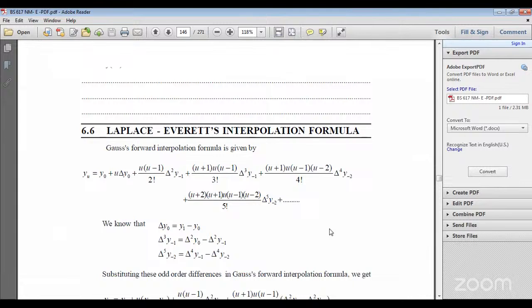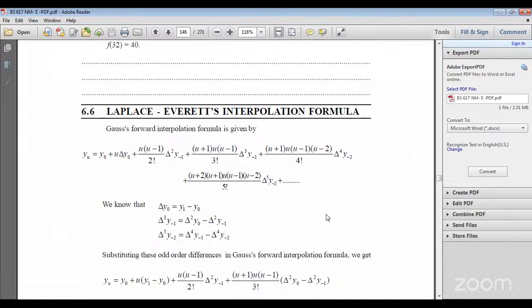Then the Gauss forward interpolation formula, which is given by y0 plus u delta y0, plus u(u minus 1) by 2 factorial del square y minus 1, plus (u plus 1) u(u minus 1) by 3 factorial del cube y minus 1, plus (u plus 1) u(u minus 1)(u minus 2) by 4 factorial del power 4 y minus 2, plus (u plus 2)(u plus 1) u(u minus 1)(u minus 2) by 5 factorial del power 5 y minus 2 we are taking here.